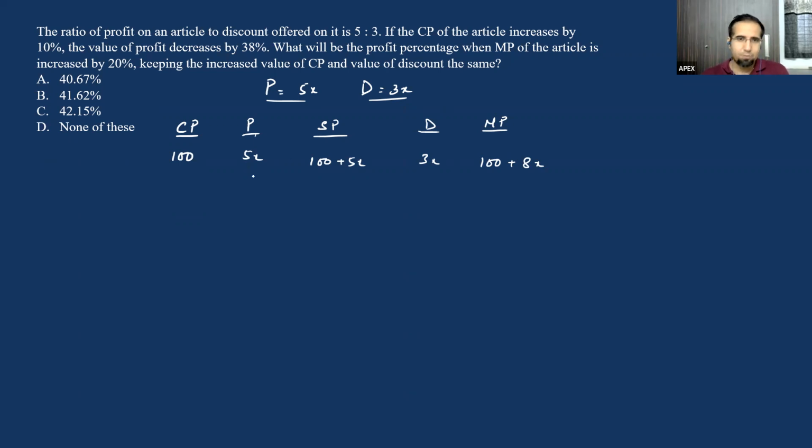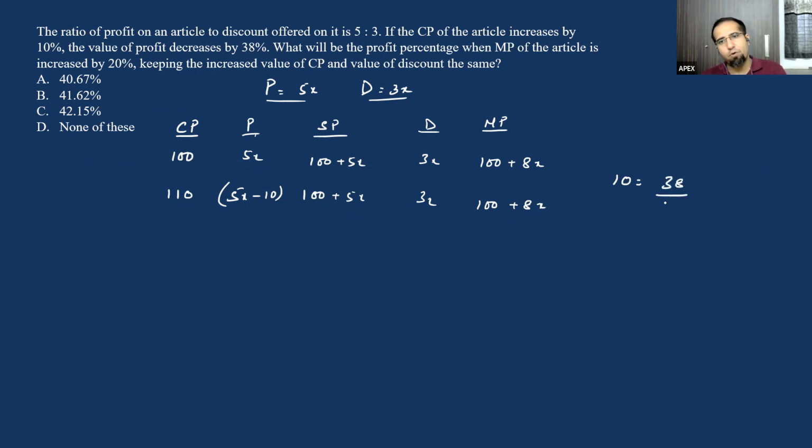Right now, the question says the cost price of the article is increasing by 10%. That is 110. Nothing else changes as per the question. So this is still 100 plus 5x. This is still 3x and this is still 100 plus 8x. So what has happened here? If you look at the profit this time, it is selling price minus cost price. So the profit is going to be 5x minus 10. So earlier my profit was 5x. Now my profit is 5x minus 10. So can I say the profit decreased by 10 rupees? Right, and as per the question, the profit decreased by 38%.